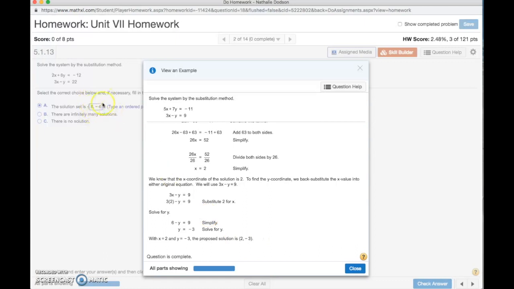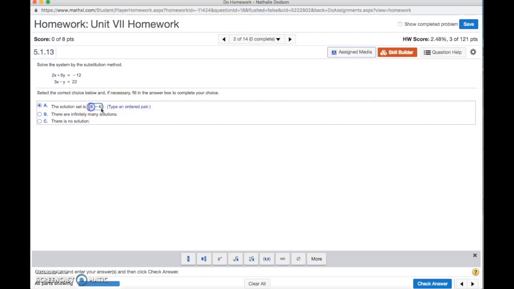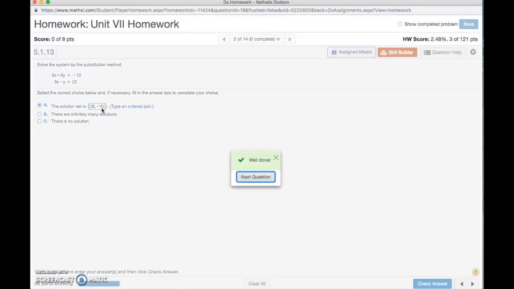Notice here that I left out my parentheses. So let's check to see if that corrects my problem. And I can see that it did.